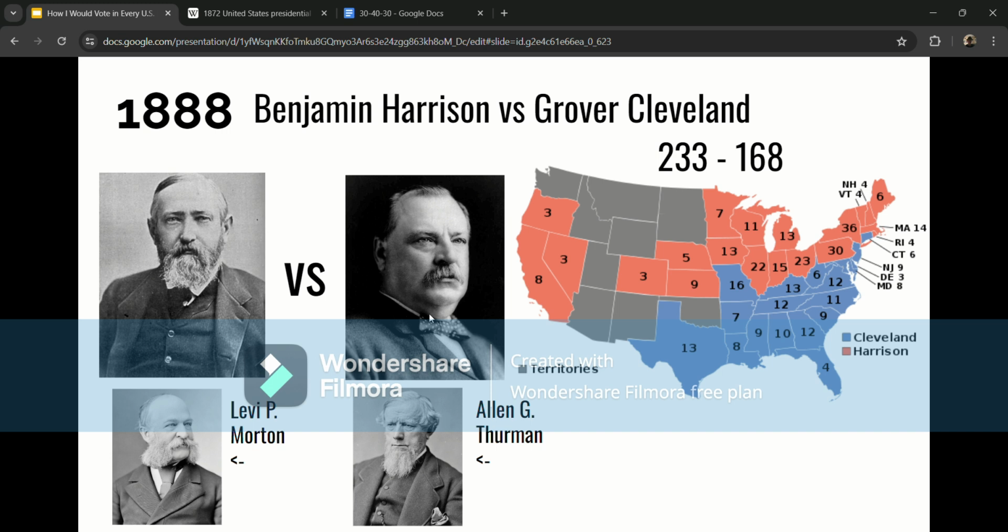But if I was alive in 1888, I would have largely been supportive of Grover Cleveland. I already mentioned I like his character. I like that he is very strong, supportive of civil service reform, stands up for what he believes in. He had a successful administration. Everything that I said last time in 1884, bring back here for 1888.